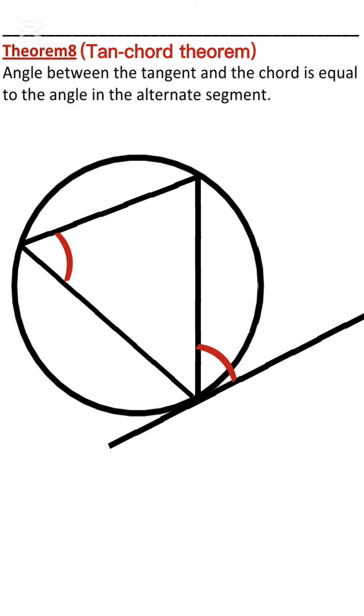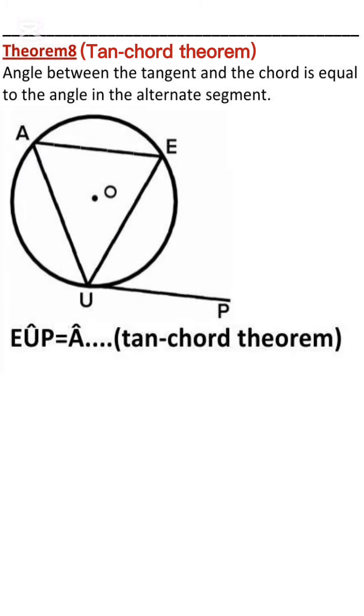Let me show you the easy way of finding the angle that is equal to the angle between the tangent and the chord. Just put your index fingers on the chord, then move them along lines that lead you to an angle that is on the circumference. Then you'll see which angle is equal to the angle between the tangent and the chord. On this one, angle EUP is equal to angle A, and the reason is tan-chord theorem.